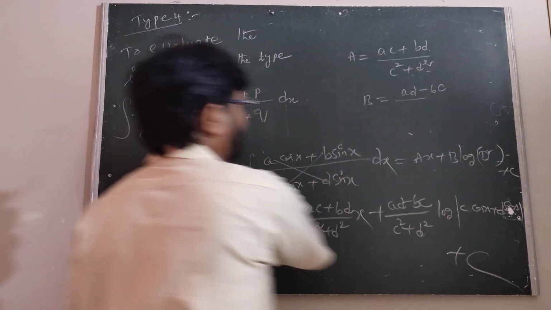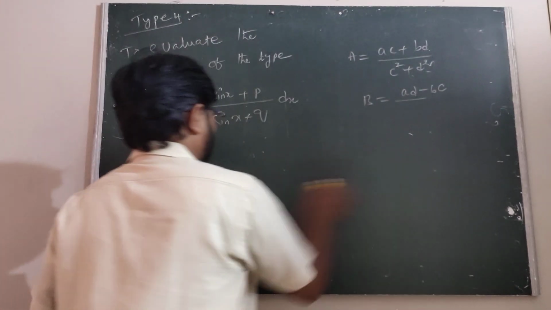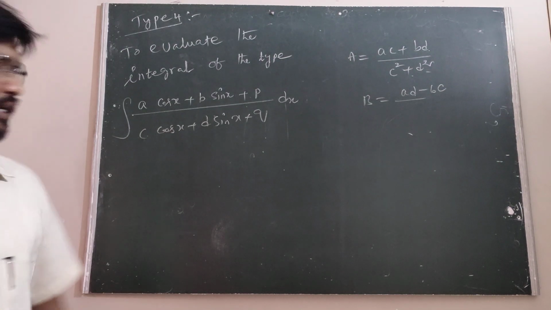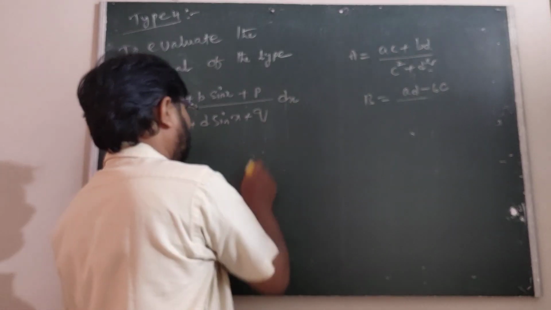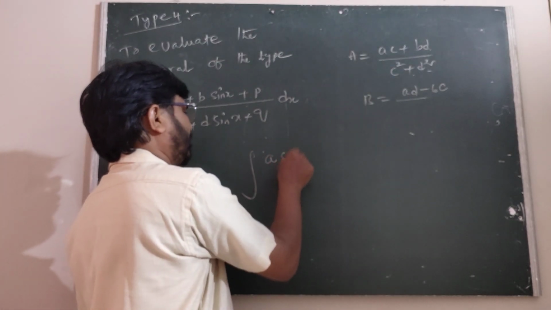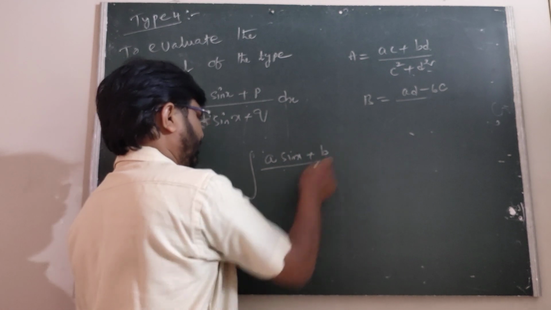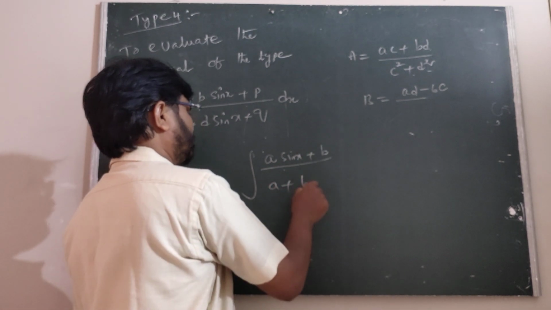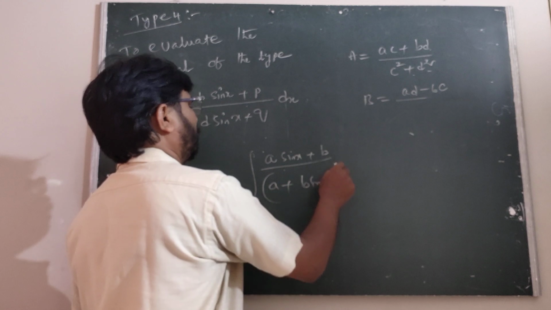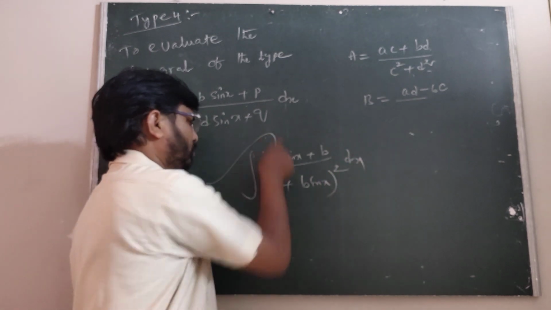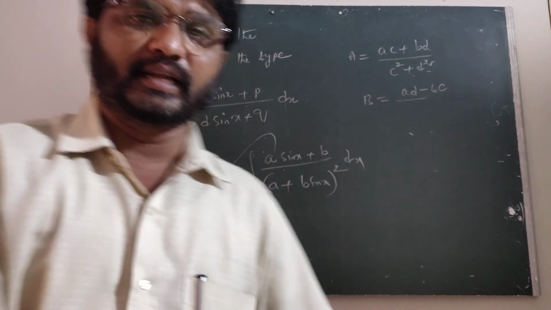But the special cases: yesterday we discussed there are two special cases. Those are a sin x plus b by a plus b sin x whole square into dx. So how do we evaluate these types of integrals?